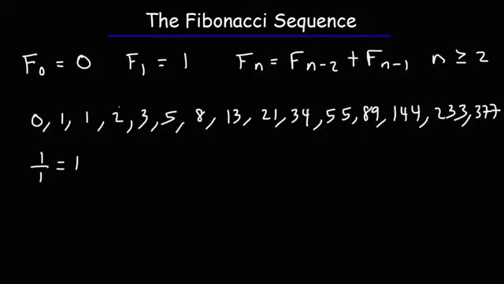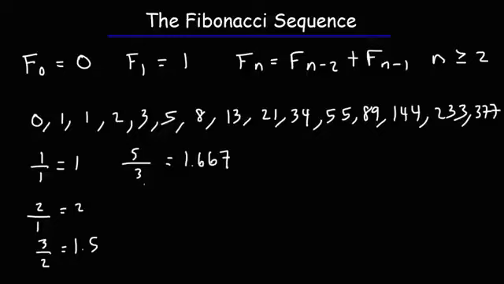If we take F sub 4 divided by F sub 3, or take the fourth term divided by the third term, that's going to be 2 over 1, which is 2. And then if we take 3 and divide it by the previous term, 2, we get 1.5. If we take 5 and divide it by 3, let me get my calculator out for this one. So this is 1.6 repeated, or 1.667 if you round it.